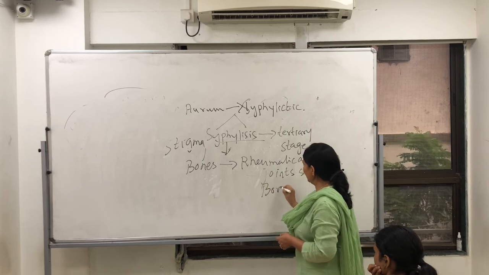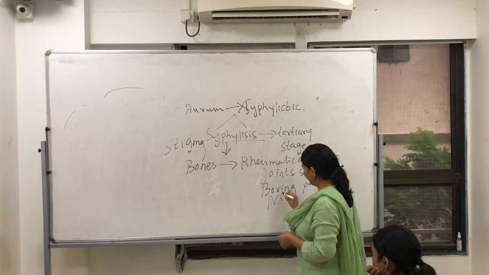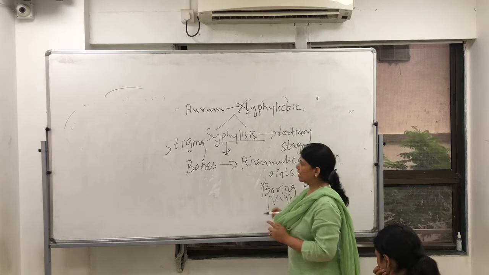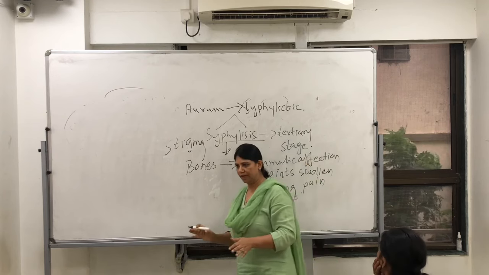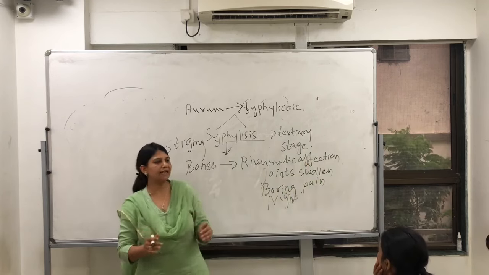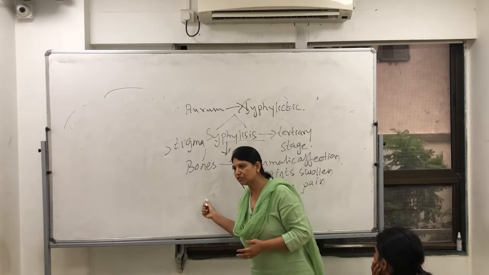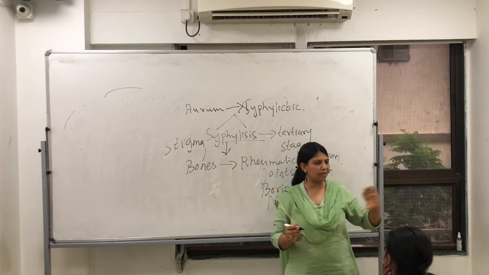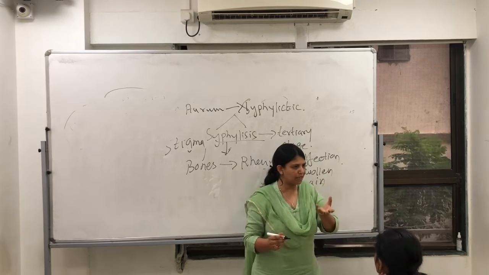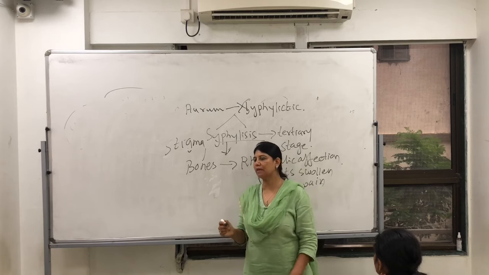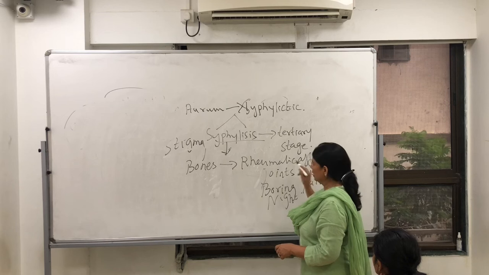Now boring pain is again a sign. Boring and night pain is again a sign of syphilis. It's not an Aurum pain, but Aurum is an anti-syphilitic medicine. Aurum has the tertiary stage of syphilis. That's why whatever the pain, if there's an eye pain, it will be a boring pain. If there's a nose pain, there will be a boring pain. Joints, boring pain. So boring and night pain will be there in Aurum.